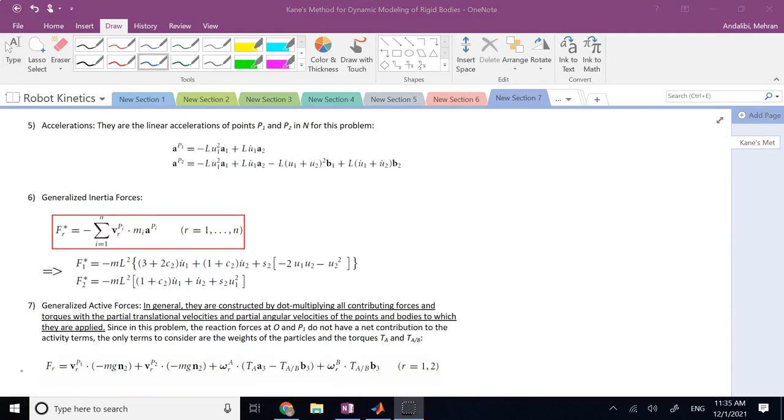Again, for acceleration of the two particles P1 and P2, I use the rigid body kinematics. Now pay attention in this case, because all the mass of the system is concentrated into the two particles P1 and P2.